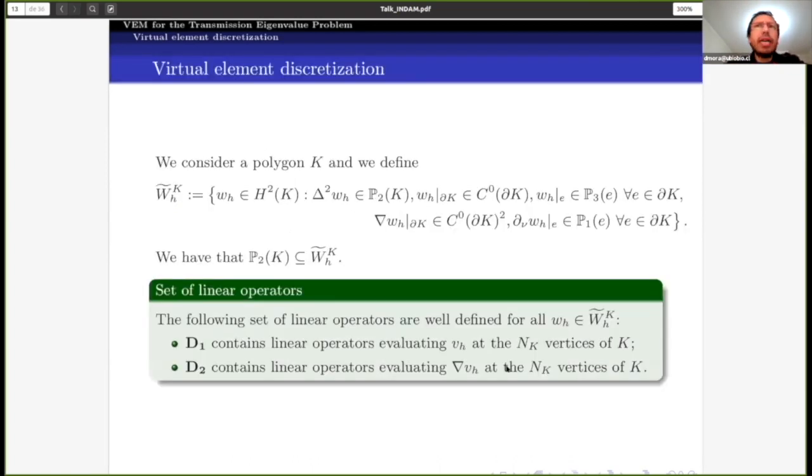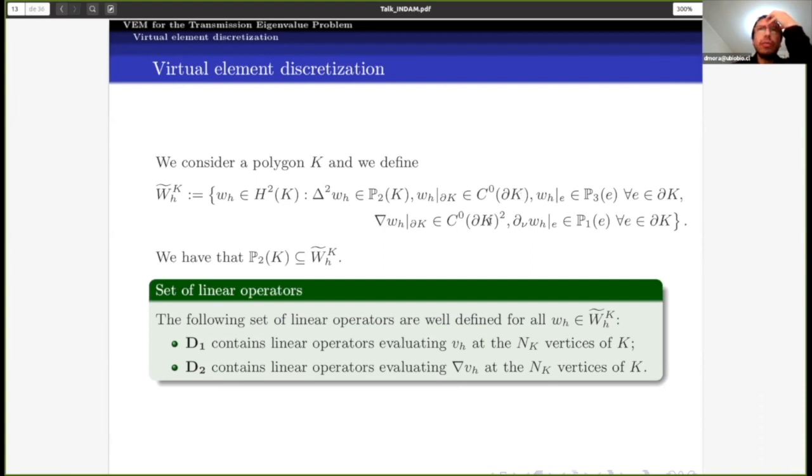So to discretize the problem, we consider a C1 space, which has been already used in the past to discretize some other C1 fourth-order problems. So the space are H2 functions where the biLaplacian is in P2, the normal component of the function is in P1, and the function on the edges of the element is P3. So the functions will be continuous on the boundary of the element and also the gradient.